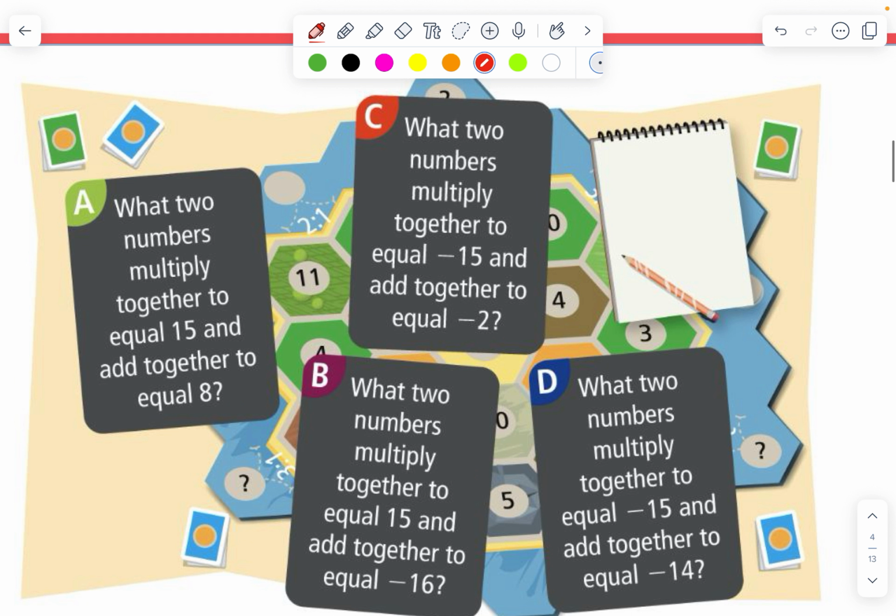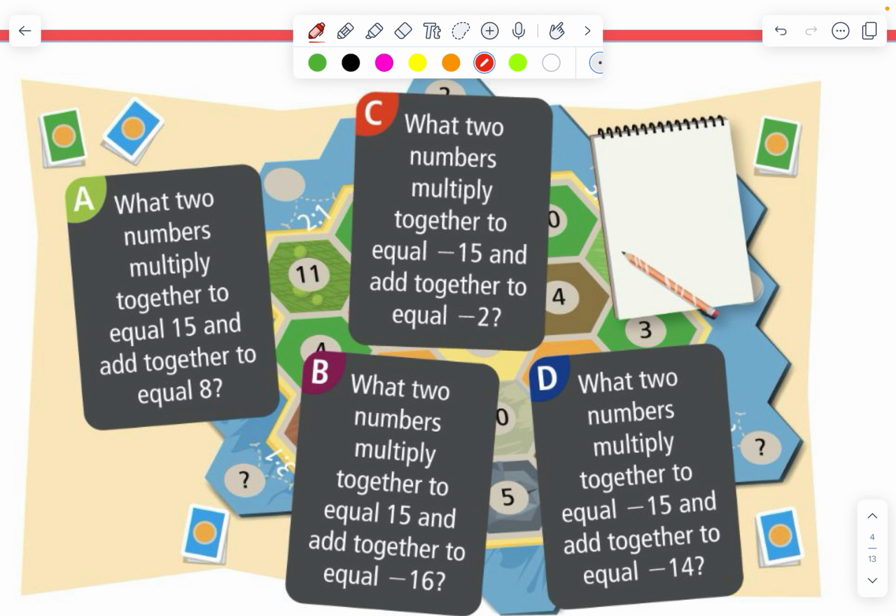So if we look at some examples here, what two numbers multiply together to give us 15 and add to give us 8? Well, if we think about 15, it's either 1 and 15 or 3 and 5, and only one of those adds to give us 8. In this case, 1 plus 15 is 16, 3 plus 5 is 8, so our numbers are 3 and 5.